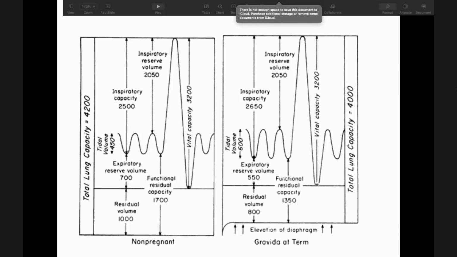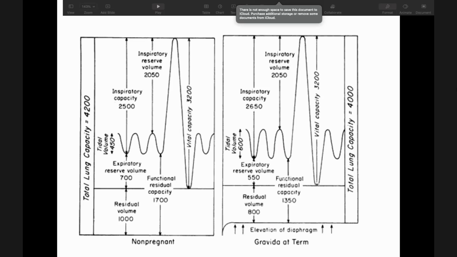So tidal volume will increase. Initially in normal adults it is about 450. Tidal volume in a pregnant woman is 600. Okay, so it is increasing. Then expiratory reserve volume in adults is 700. Because of the increasing tidal volume, expiratory reserve volume becomes 550. So it also reduces the functional residual capacity because of the diaphragm. Because of the diaphragm and increased tidal volume, functional residual capacity also is less.